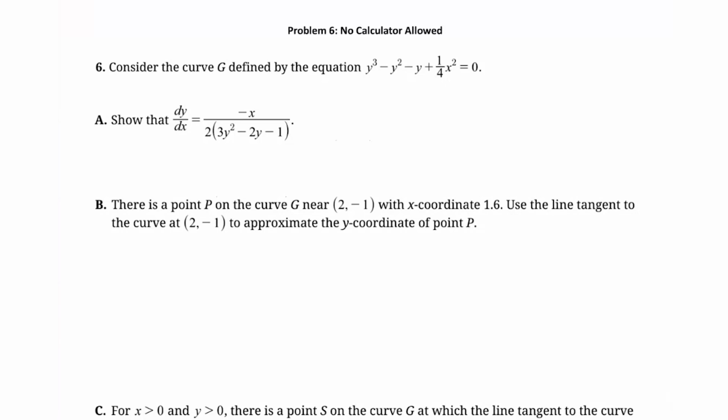Number 6 says, consider the curve G defined by the equation y cubed minus y squared minus y plus 1/4 x squared equals 0. Part A wants us to show that dy dx is negative x over 2 times 3y squared minus 2y minus 1. So what's kind of nice here is they actually do give us what dy dx is. So you just need to show how you get there.